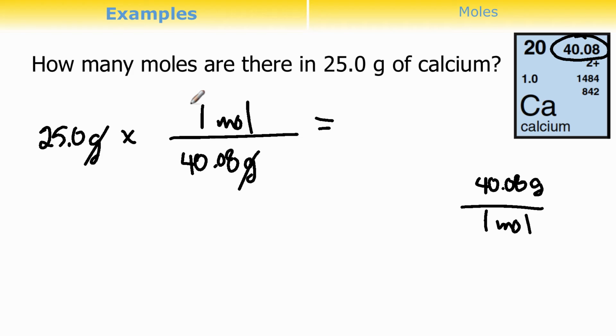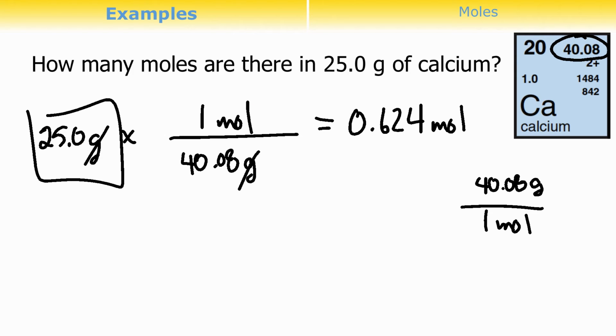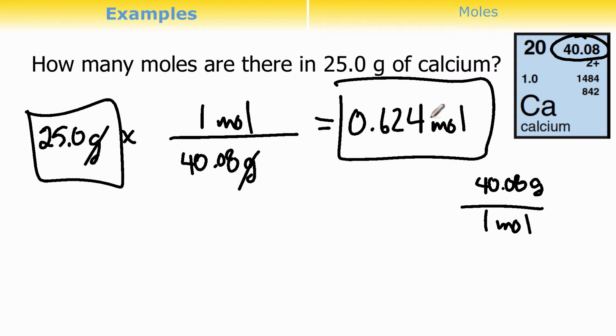Let me do that on my calculator. Divided by 40.08, this would be 0.624, rounded to 3 sig figs like I have in the question there, moles. So 25 grams weight on the scale is the same as 0.624 moles of calcium.